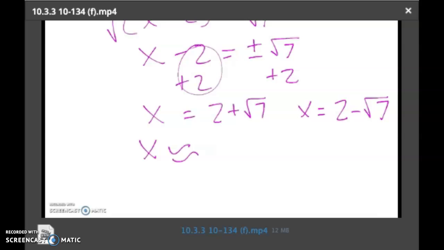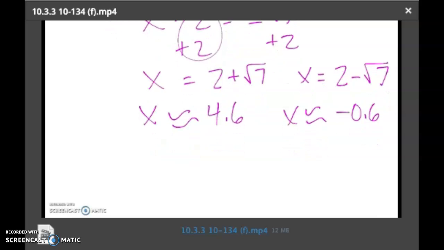So on this one, I get approximately 4.6. Double check. So I get approximately 4.6. And for my other one, I get approximately negative 0.6. All right, so I'm going to go ahead and put these on a number line here.